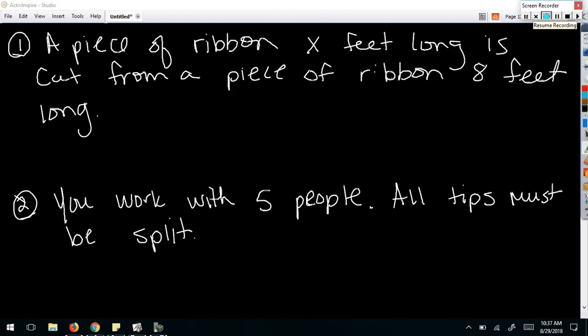All tips will be split, all tips must be split. Same difference, it doesn't matter. Okay, so look at the first one. Let's look at the first one together and let's think about it. All I'm asking you to do is write an expression that represents it, okay?